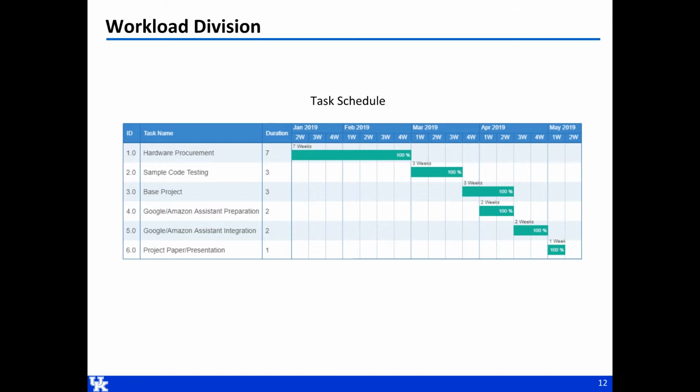Task 4 was to make sure that the Google Assistant or Amazon Alexa would send data to the Wi-Fi module, with me, Matt, as leading. Task 5 was to integrate Google Assistant and Amazon Alexa into the project and have it control the blinds with me as the leader. Task 6 was to complete the final project report and presentation, which I led as well.